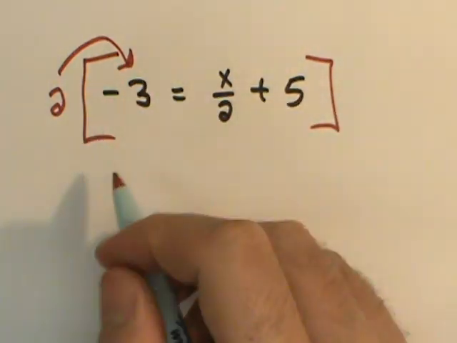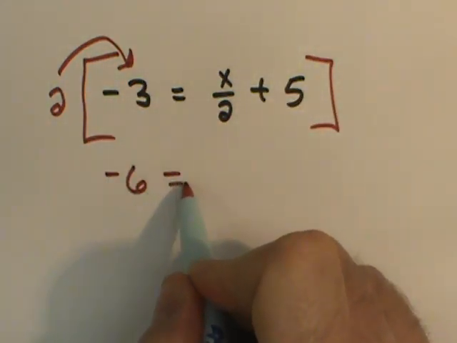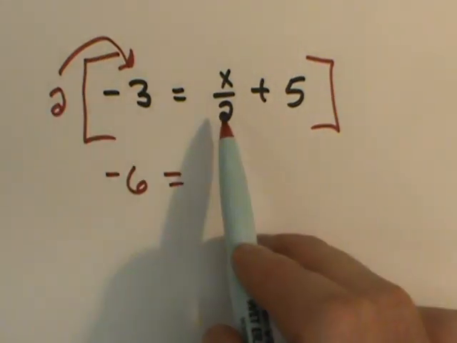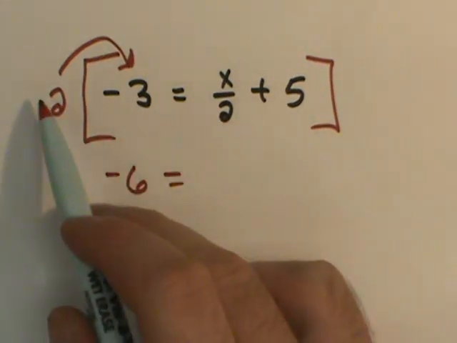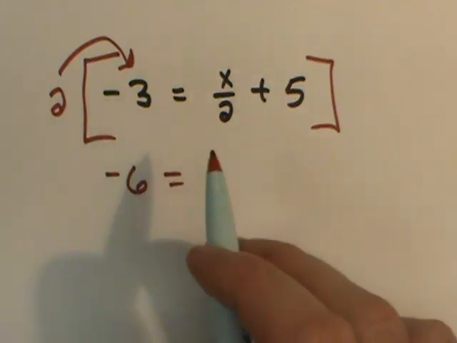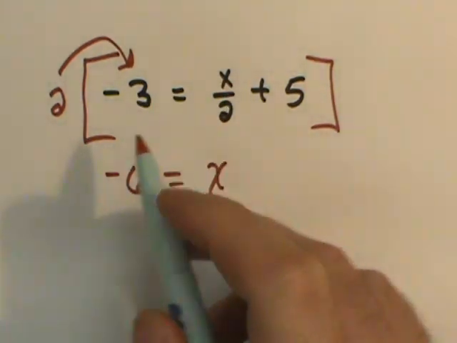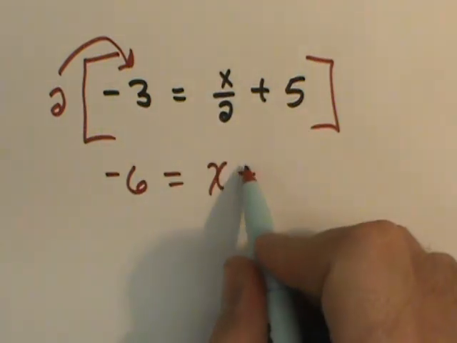If I distribute here, this becomes negative 6. 2 times x over 2. Now remember, this 2 is a numerator, this is a denominator. You can let those cancel out. And that was the whole idea of multiplying by the common denominator. And that leaves us with x. And 2 times 5 would be 10.